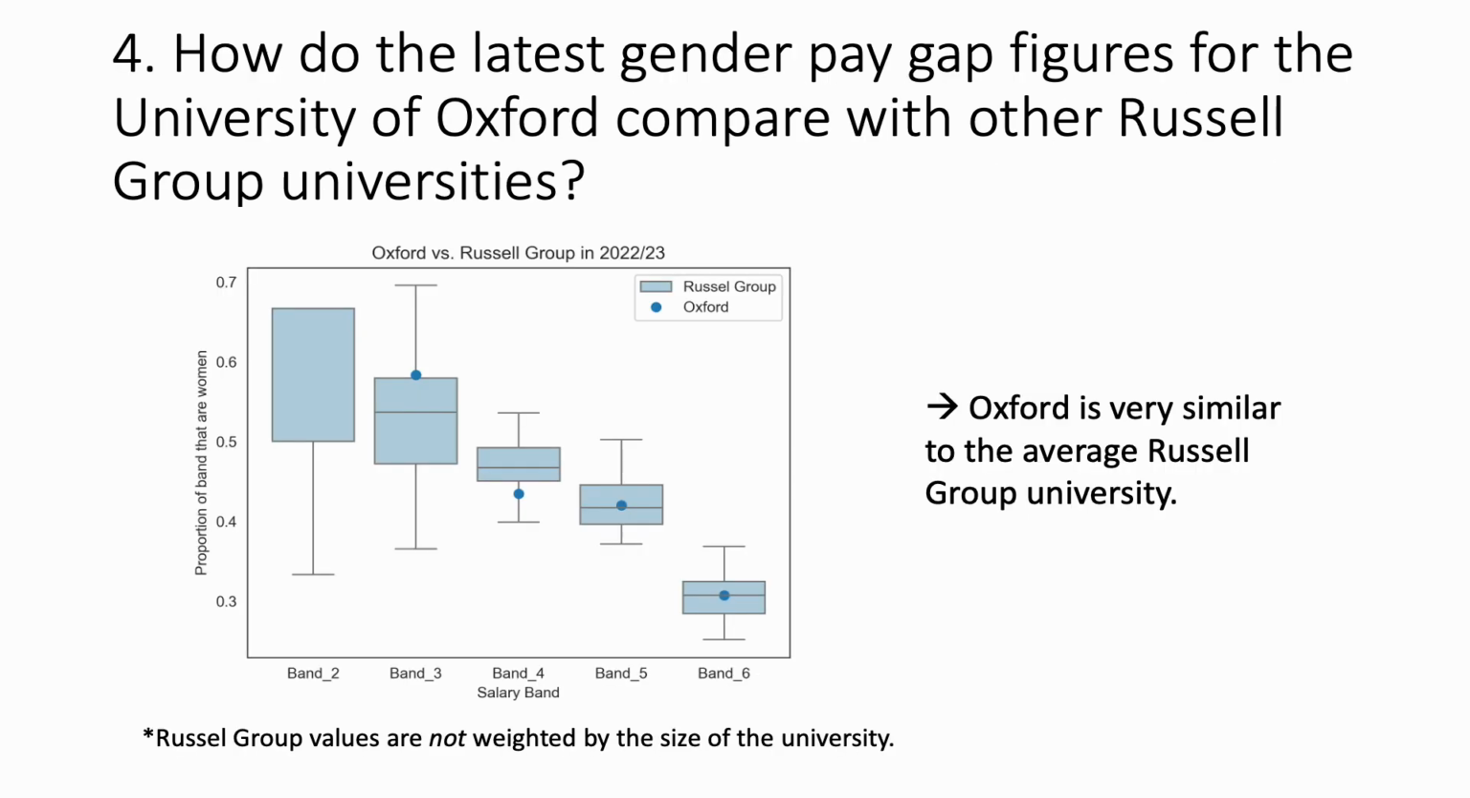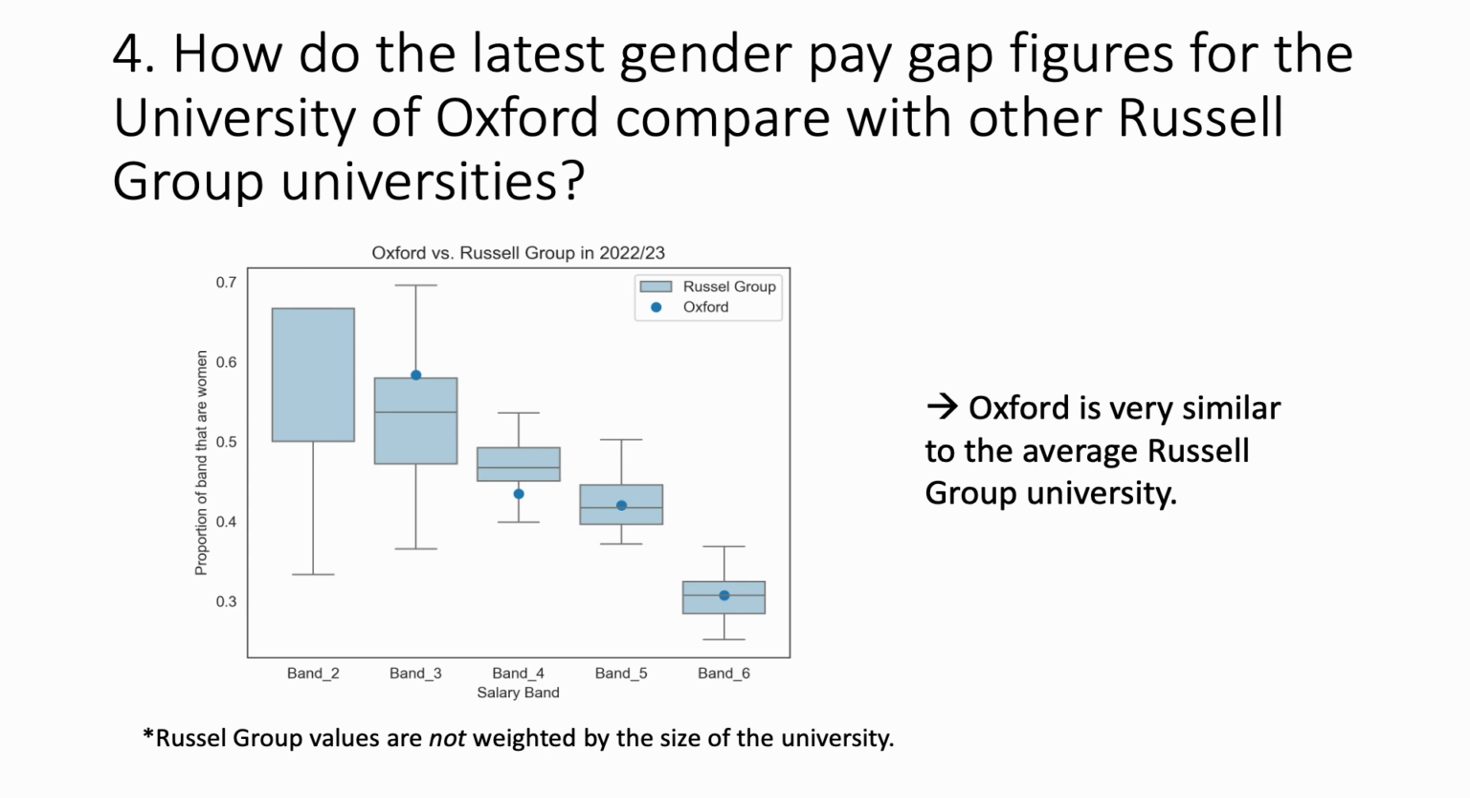Moving on, the fourth question that we were asked was, how do the latest gender pay gap figures for the University of Oxford compare with other Russell Group universities? So Russell Group universities are a group of elite universities in the UK, and there are many of them. We were given this data set that is from the HESA open source database as well, and we did a little bit of labeling to see which universities are in the Russell Group, and it seems that there are quite a few of them.